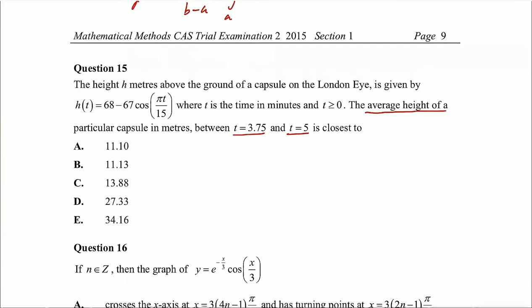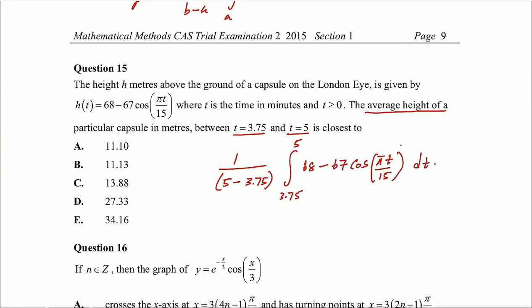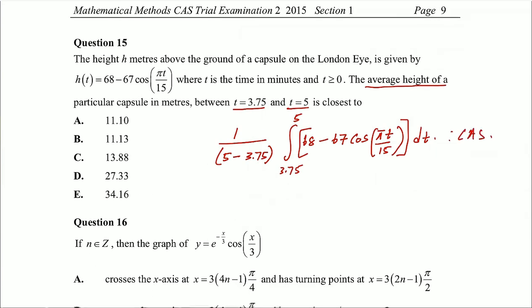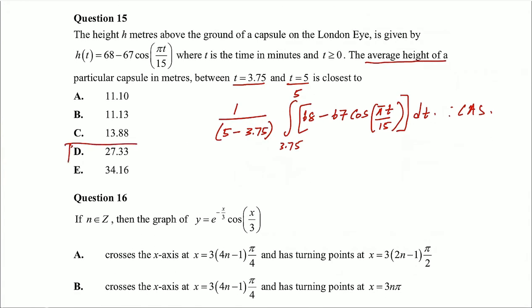So here what you have to do is your upper boundary is 5 minus 3.75 and then integration 3.75 to 5 and then h of t. Okay, I will write that function here. 68 minus 67 cos pi t divided by 15, the whole thing dt. Okay. So if you do that, you get the answer. And you can feed this into the calculator easily because all the numbers are there, right? So you can do that and get the answer. And answer would be for this question, 15 is D. Okay, you should get the answer if you do that one.